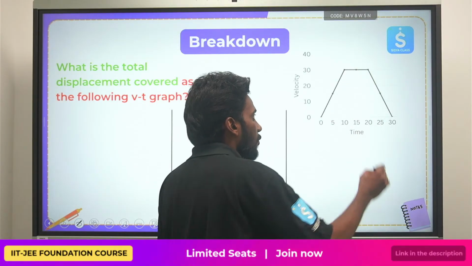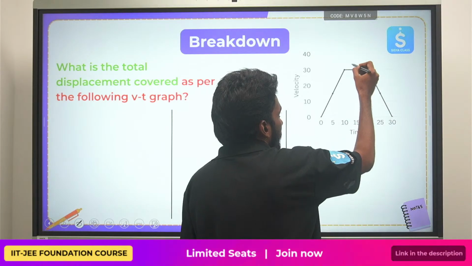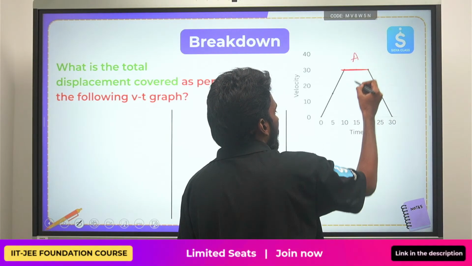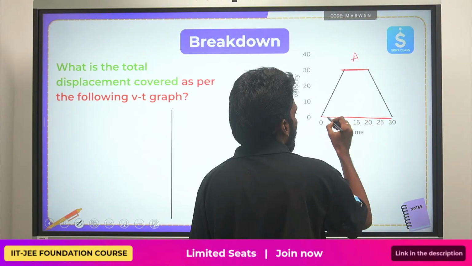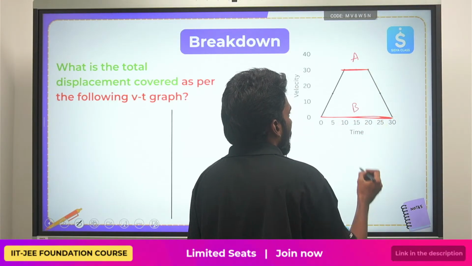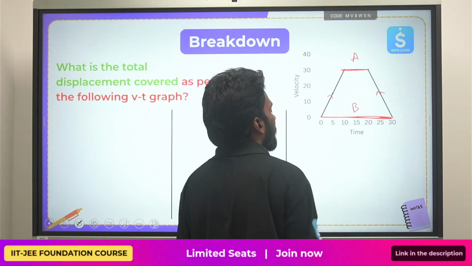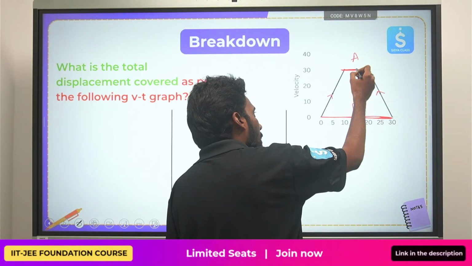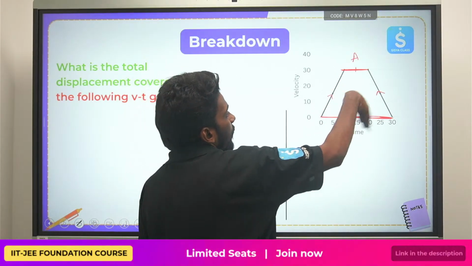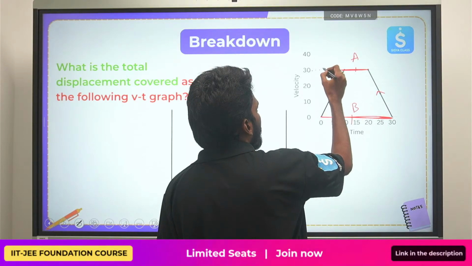In mathematics, to find the area of a trapezium, let us consider this particular side as capital A, and this base, which is broader than A, as B. These two are parallel sides, and these two are non-parallel sides. And what is the height of the trapezium? The height of the trapezium is nothing but the y-intercept.